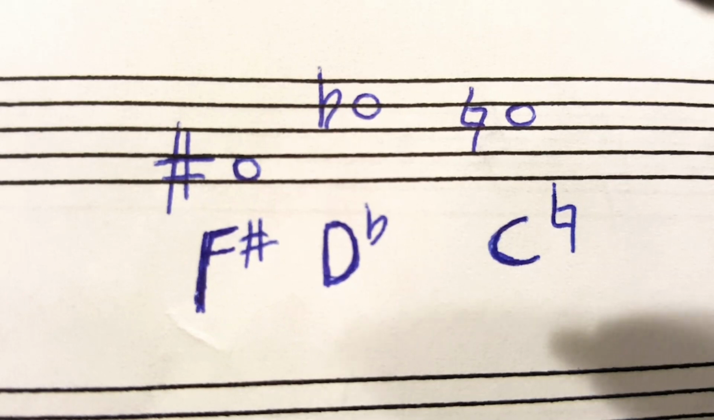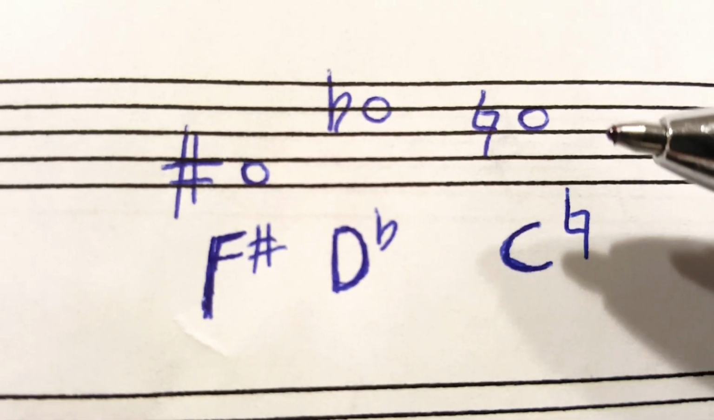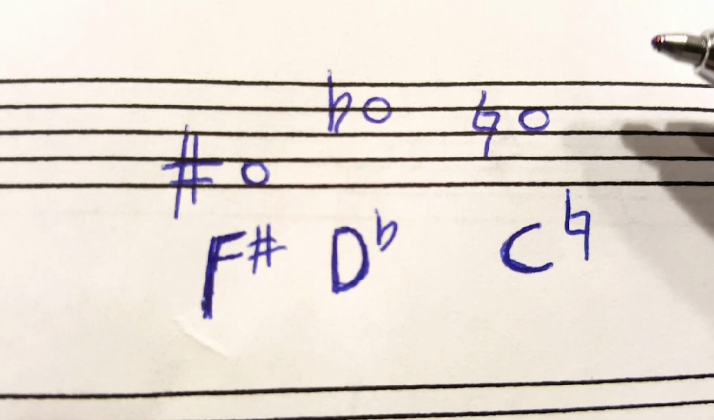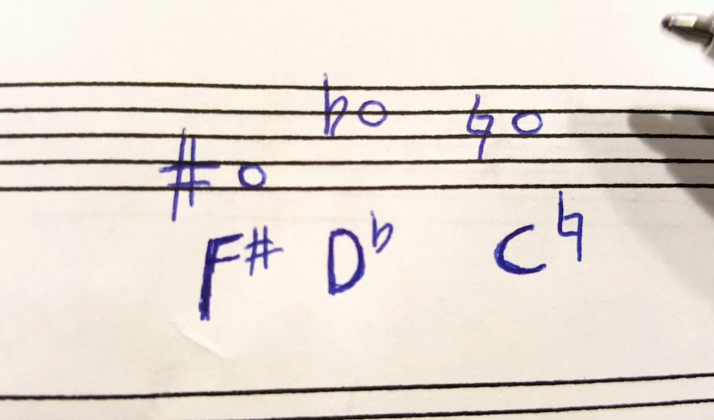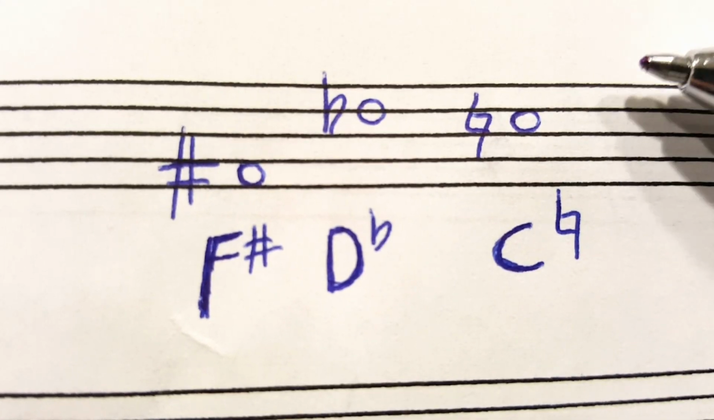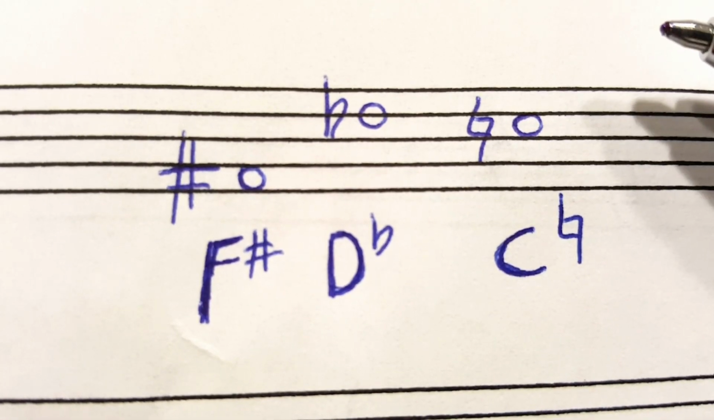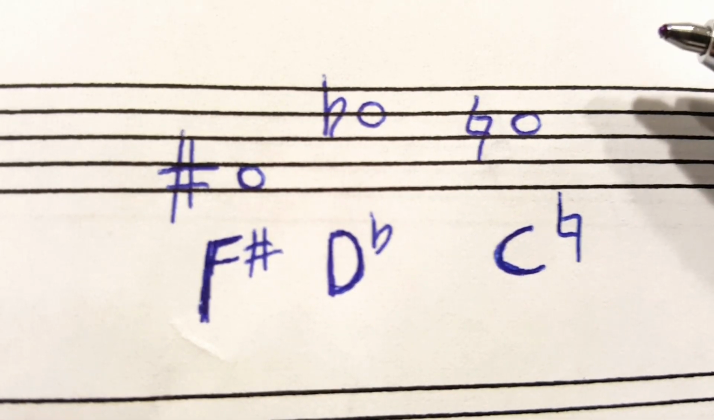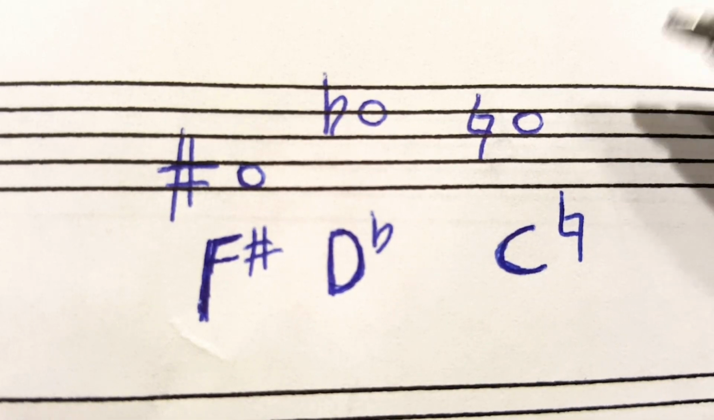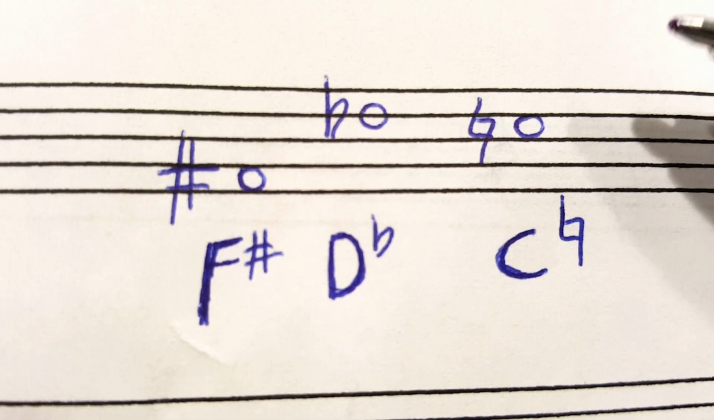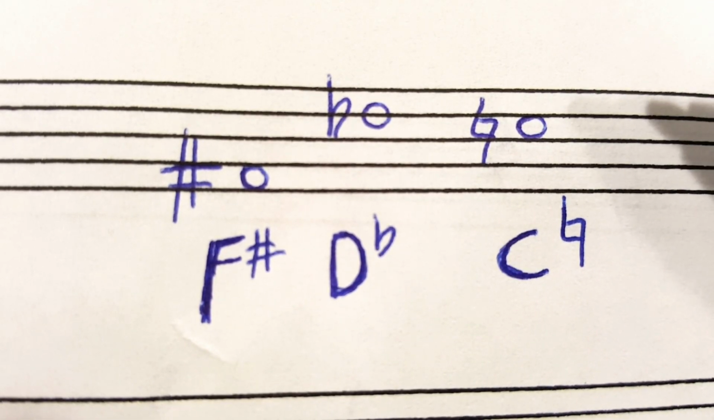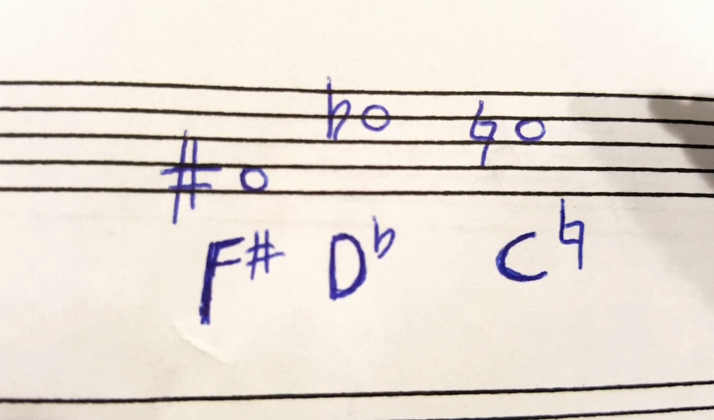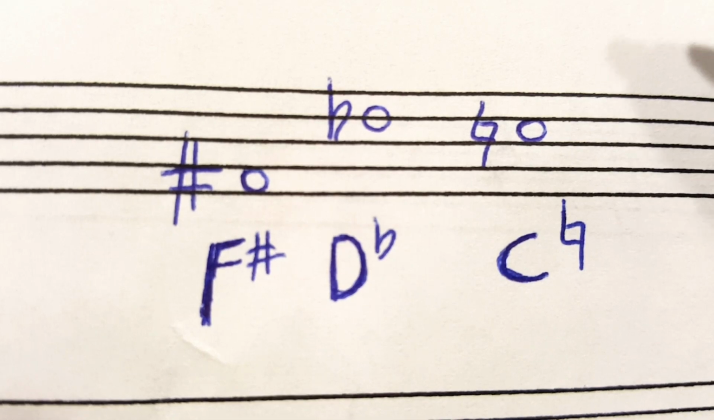Notice that when we write musical notation, the sharp, flat, or natural sign comes before the actual note. And then when we say sharp, flat, or natural of that particular note, we say the name of the note or the letter of the note, and then we follow it with sharp, flat, or natural.